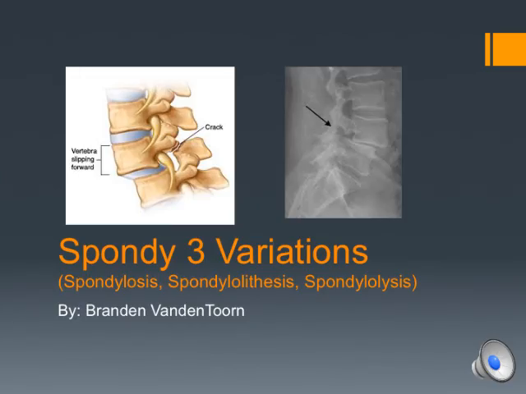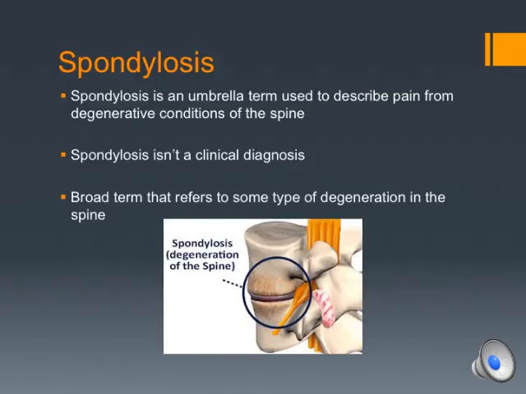Today we're going to be talking about the three variations of spondy. There's spondylosis, spondylolisthesis, and spondylolysis. So the first form is spondylosis, and it's actually an umbrella term used to describe pain from degenerative conditions of the spine. People often forget that it's actually not a clinical diagnosis, it's just a broad term that refers to some type of degeneration inside the spine.